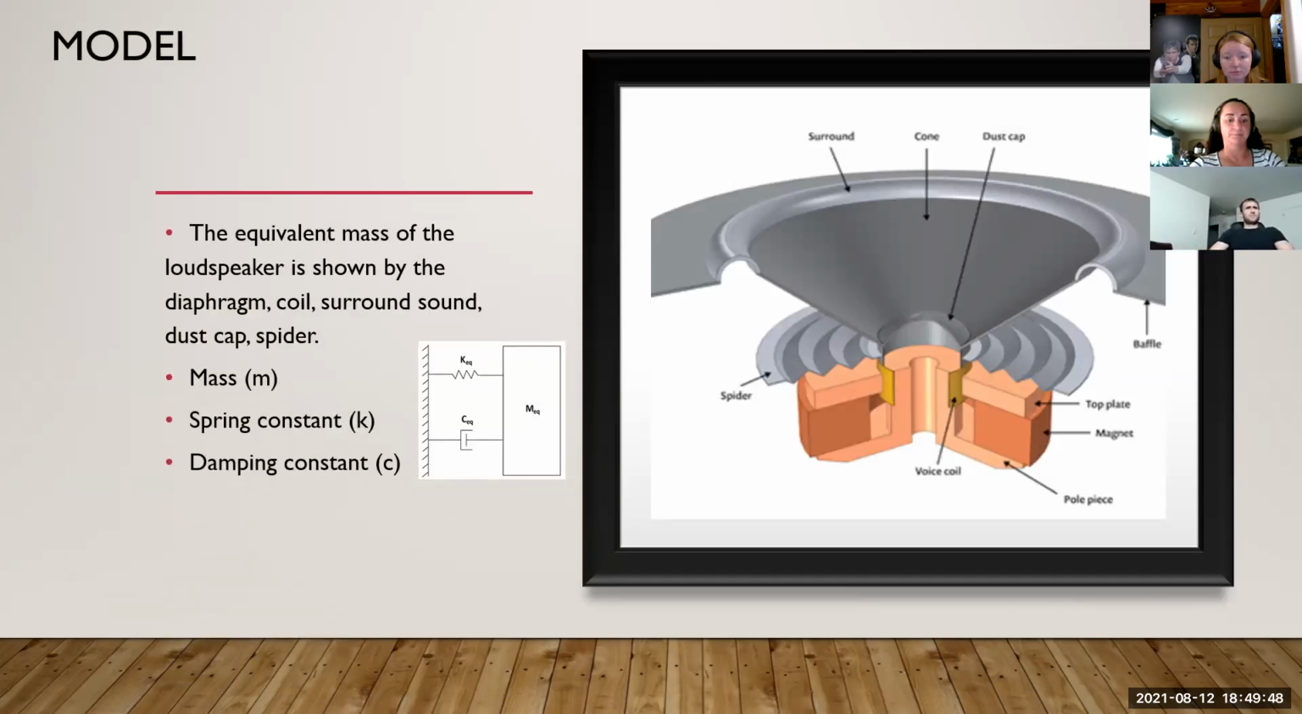Here, the right figure was used to model a loudspeaker as seen on the left. It shows the equivalent mass of the system as being the cone or diaphragm, voice coil, surround, dust cap, and spider, while the spring constant k and damping constant c each vary depending on the material properties used for the diaphragm, surround, and spider.